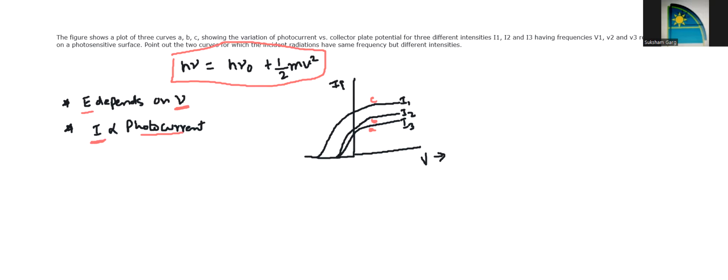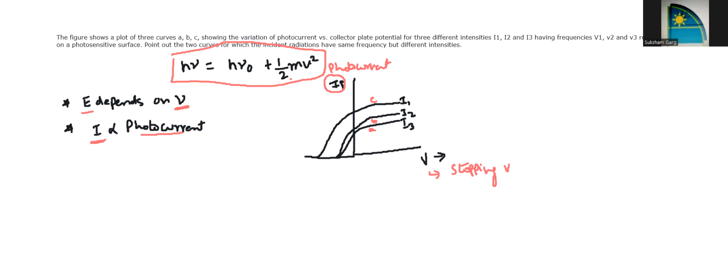Now, in this particular question, you are given a variation of photocurrent versus the stopping potential V. Stopping potential is actually in terms of the kinetic energy of the given photoelectron. You can treat it like energy. So, three things are given, I1, I2 and I3 at three different intensities.